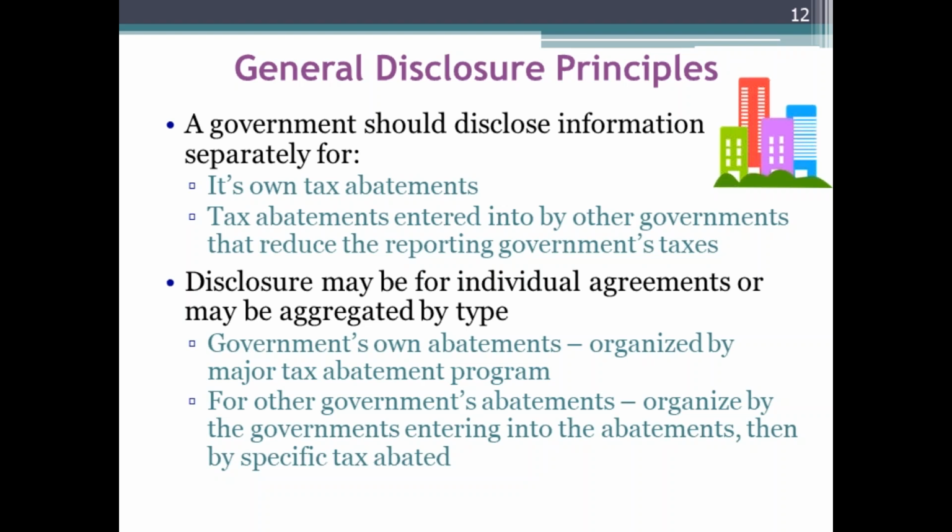Secondly, disclosure can be for individual agreements or they can be aggregated by type. If it's a government's own abatement, that's organized by major tax abatement program. For those of you impacted by other governments' abatements, you have to first organize the information by the government that entered into the abatement, so by the city or the county specifically, and you can be impacted by more than one county if you reside in more than one county. And secondly, by the specific tax that's abated.